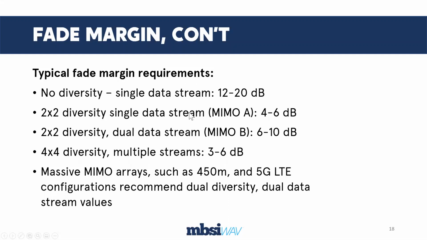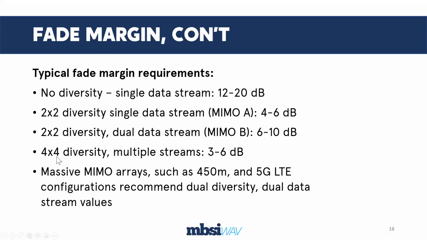As we do diversity now, so we have 2x2 diversity, a single data stream repeated twice, I should be in the 4 to 6 dB range as my planned diversity. If I have 2x2 diversity, but I'm in MIMO B now, with a dual data stream, I have to increase that a little bit. So I recommend the 6 to 10 dB range. 6 dB here is kind of the common number that we should consider for a high quality service.